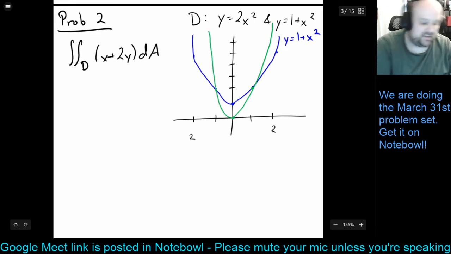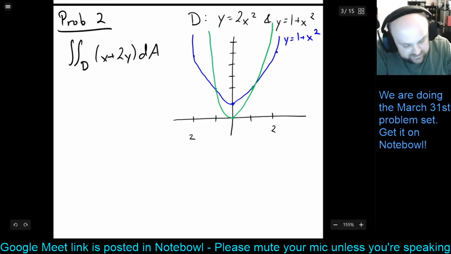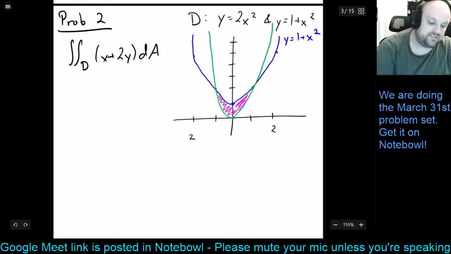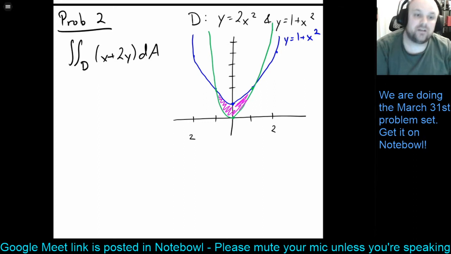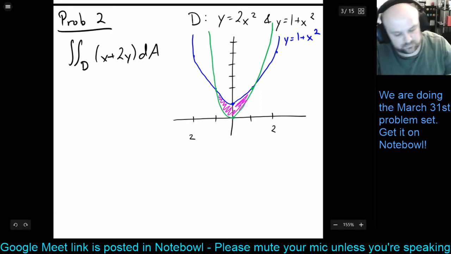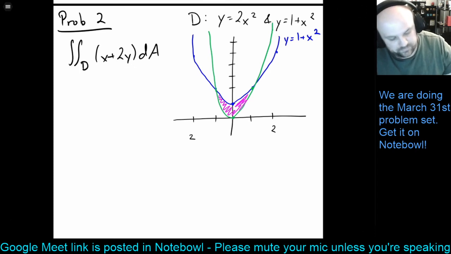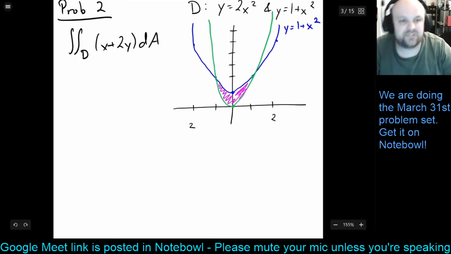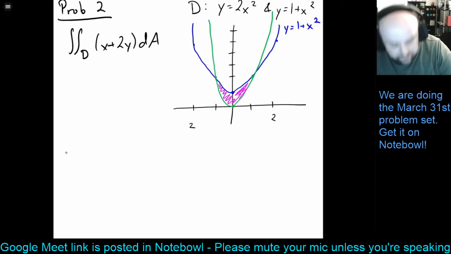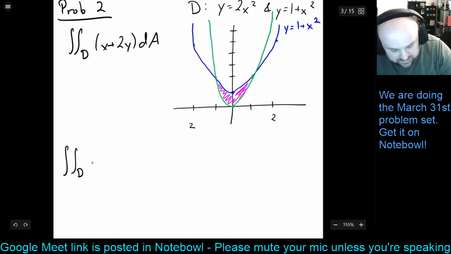So it looks something like that. The region we're interested in is the one in here, between these two graphs. When we're setting up this double integral, we just have to pay attention to where the graphs are. Right, so this double integral of x plus 2y dA.